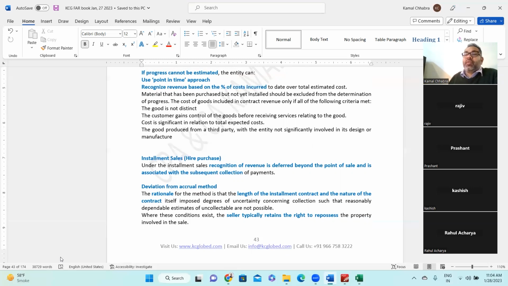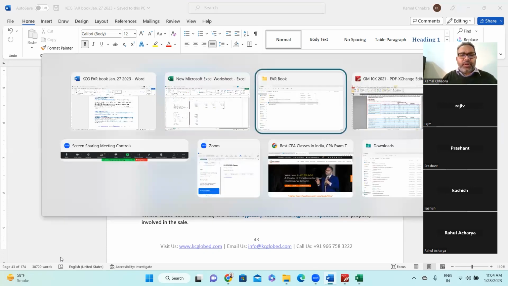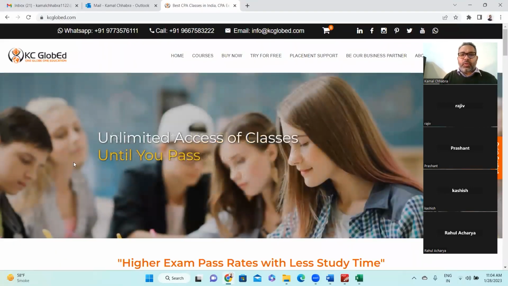You will be recognizing the revenue only as far as the stories or building or construction percentage of completion has been done, right? The customer gains control over the goods before receiving the related goods, or cost is significant in relation to the total expected. The goods produced from a third party with the entity not significantly involved in design or manufacturing. Let's do some example. Then we will jump into the installment sale, which is another category of disclosure required.